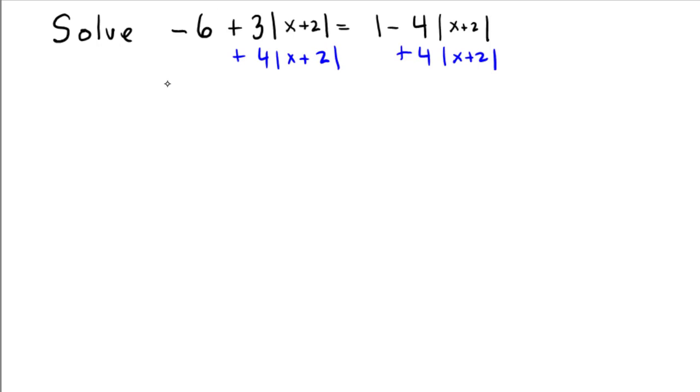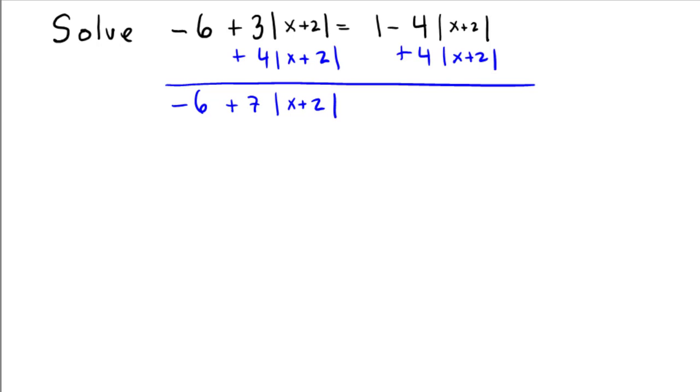So after doing so, we have negative 6. 3 plus 4 is 7, so we have 7 copies of the absolute value of x plus 2. Over here, these two cancel, and so we're left with the number 1. Okay, the absolute value is still not isolated, so in the next step, let's add 6 to both sides.